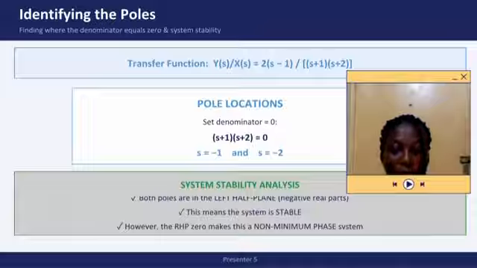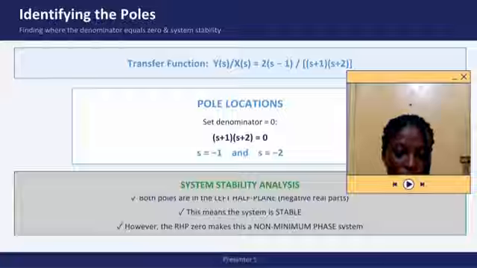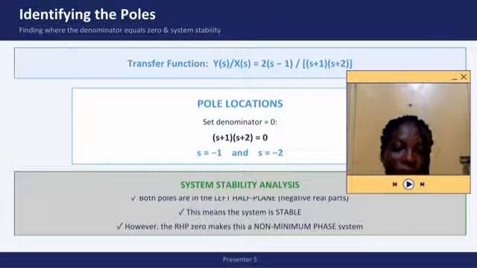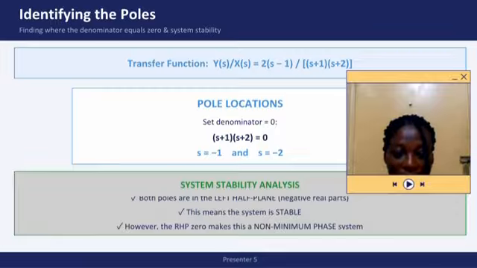That is, s will be equal to -1, and then s will be equal to -2, right? So both poles have negative real parts, which means that they are located on the left side of the s-plane. Yes. So now what does this tell us about the stability of the system?